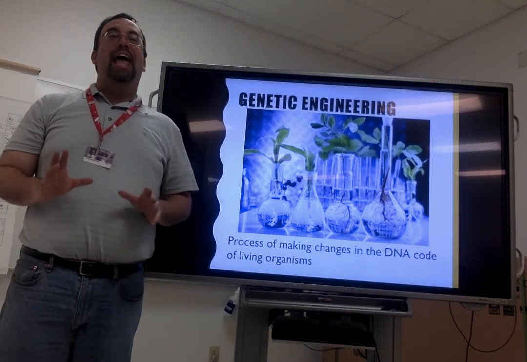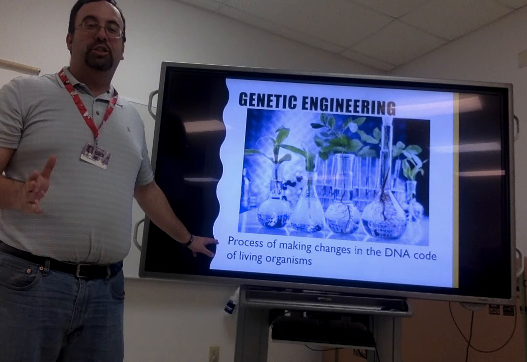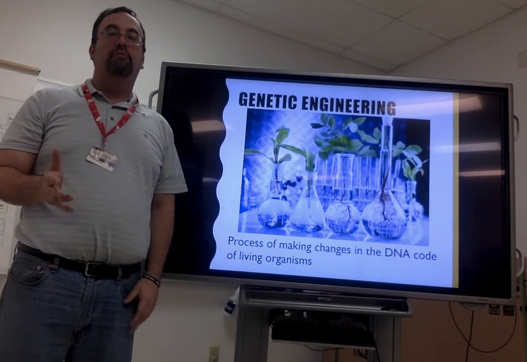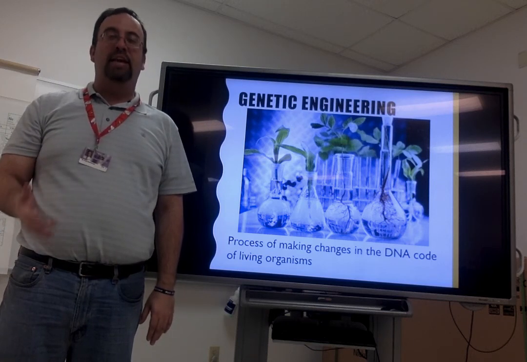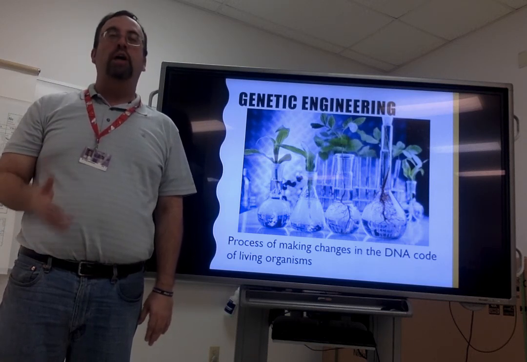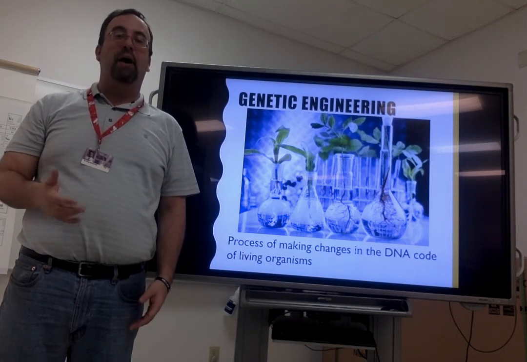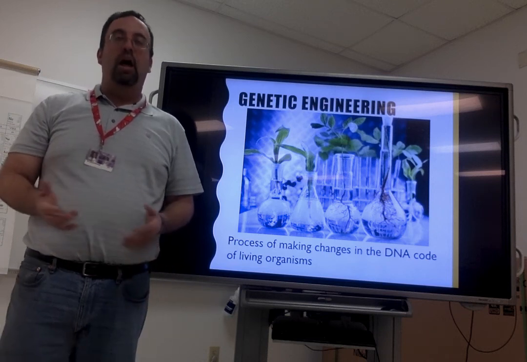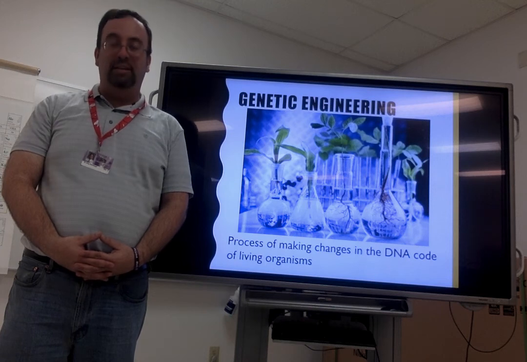We're going to go ahead and define what genetic engineering is. It's the process of making changes in the DNA code of living organisms. Typically, when we genetically engineer an organism, we're trying to make or create a protein that will be somehow beneficial to humans. For example, diabetics oftentimes have to inject themselves with insulin.